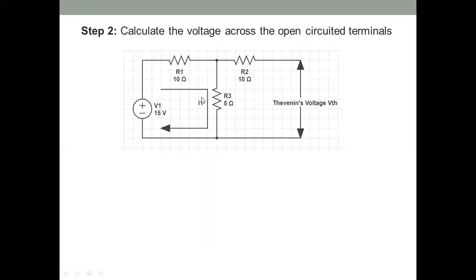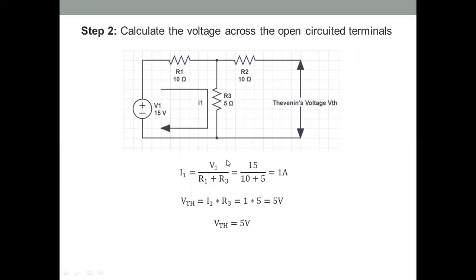In order to calculate this I1, we are going to use Ohm's law. With the help of Ohm's law, I equals V by R. In this case, I1 equals V1 by R1 plus R3. If you substitute the values, you are going to get the I1 value as 1 ampere. After getting I1, we calculate the Thevenin's voltage with VTH equals I1 into R3. We know I1 as 1 and R3 as 5, so we get the VTH value as 5 volts.